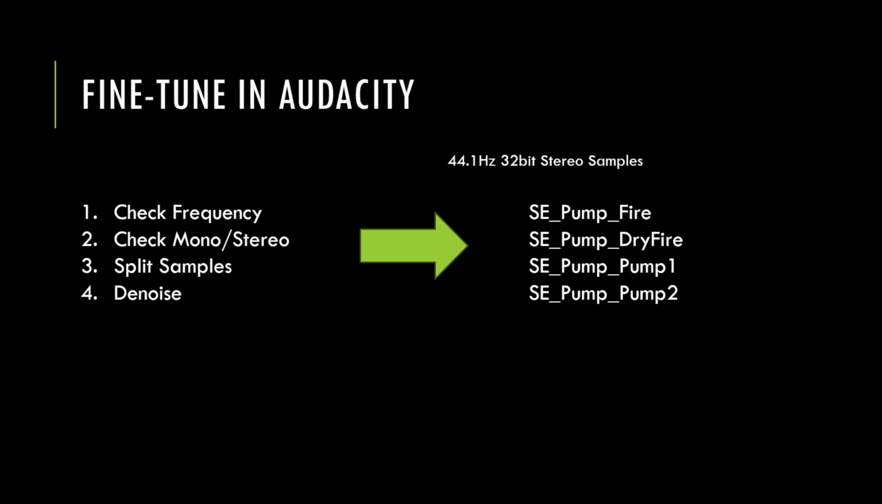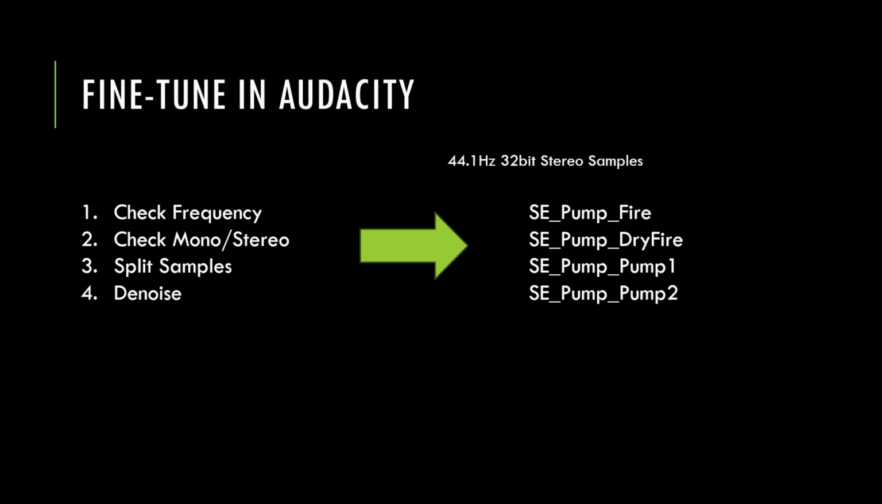The first thing we have to do is take that raw material, the sound files, and make sure our frequencies are the same on all the assets, and that our mono or stereo is proper. In a couple of cases, we're going to split a sample into two files, and then we need to denoise, I believe it was the dry fire, which had some background noise that we're going to clean up. So that's what we're going to do.